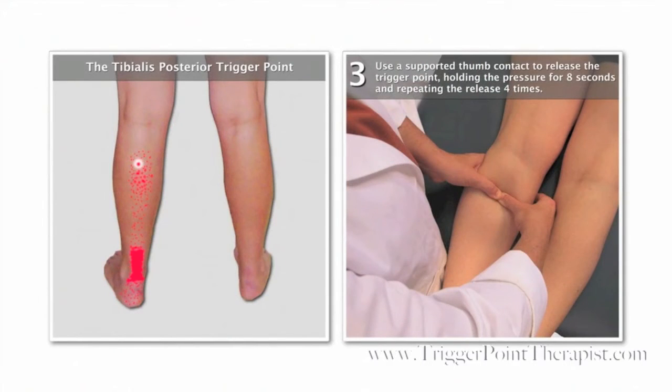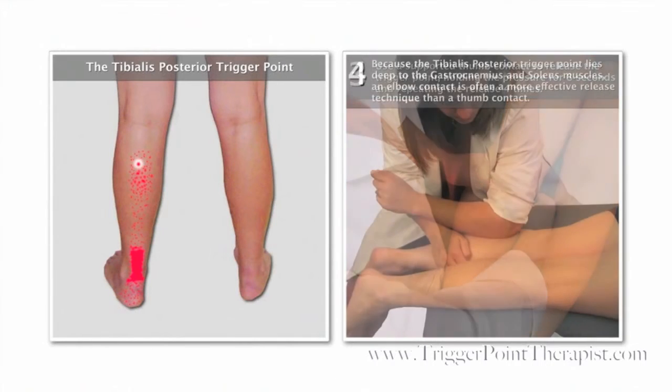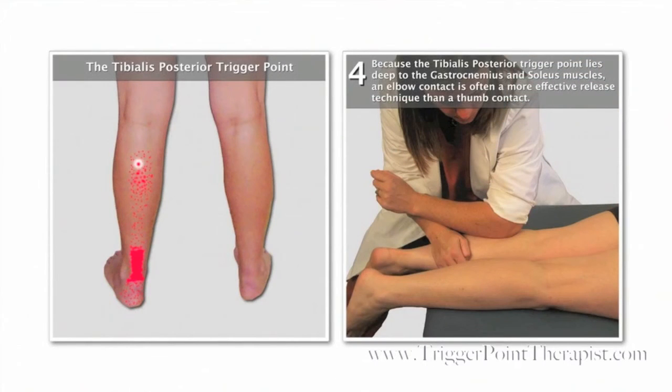Use a supported thumb contact to release the trigger point, holding the pressure for 8 seconds and repeating the release 4 times. Because the tibialis posterior trigger point lies deep to the gastrocnemius and soleus muscles, an elbow contact is often a more effective release technique than a thumb contact.